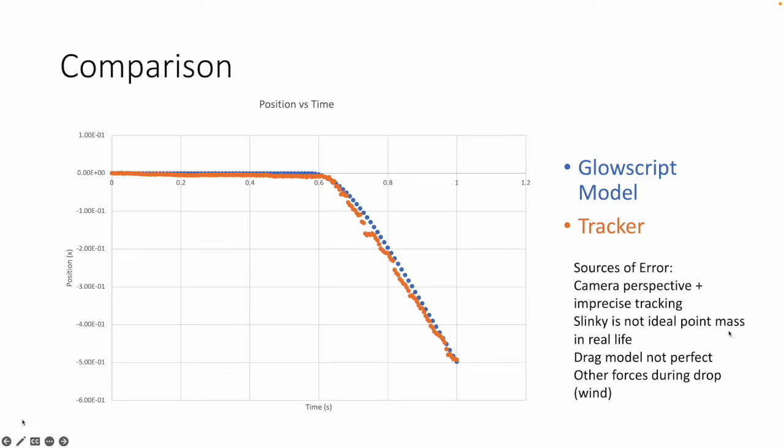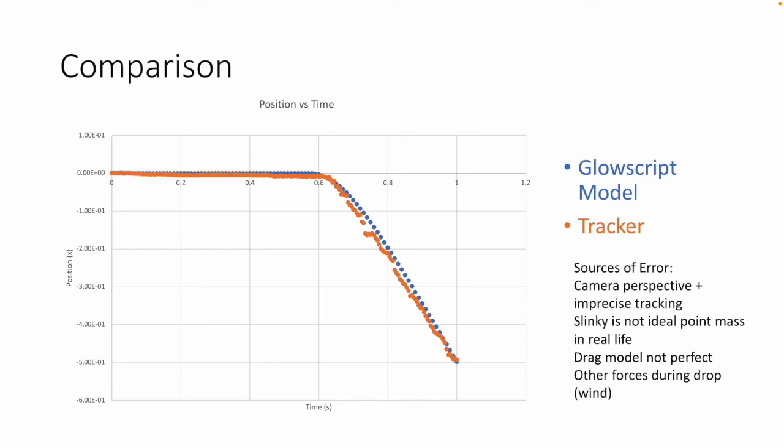Now for the comparison. We can see that the two lines, orange for Tracker and blue for GlowScript, look relatively similar but aren't the exact same. These discrepancies could be due to the possibility that some tension from the slinky could have remained even after the bottom and top met. There are also other sources of error that could have caused this.